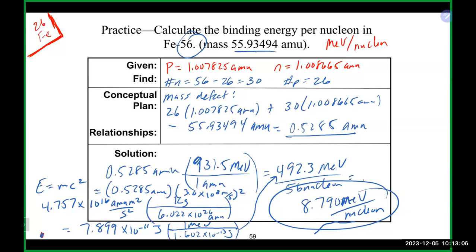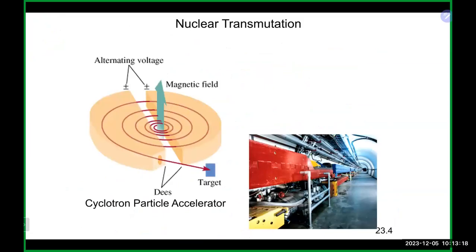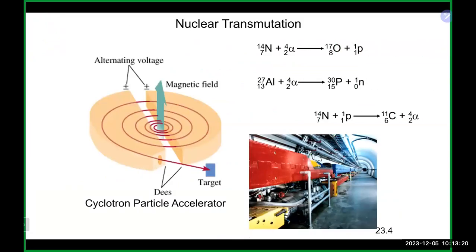Okay, so again, another measure of stability here: nuclear binding energy per nucleon. Again, the higher the binding energy per nucleon, the more stable it would be. All right, so let's finish talking about the rest of this chapter here, which is nuclear transmutation.